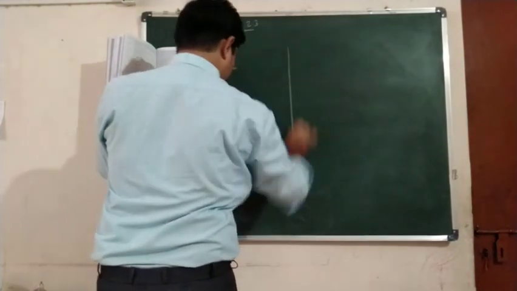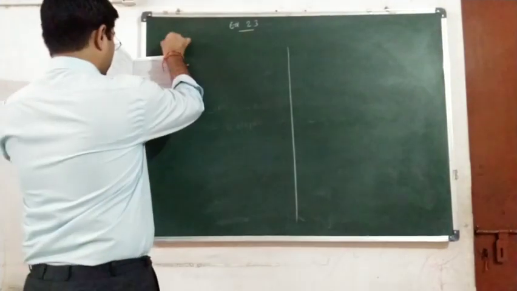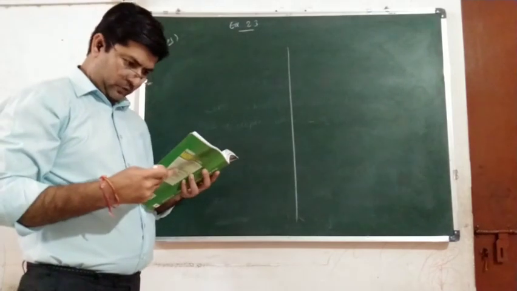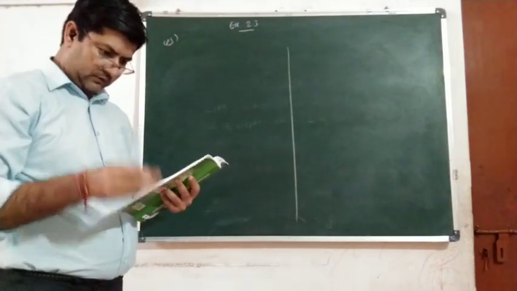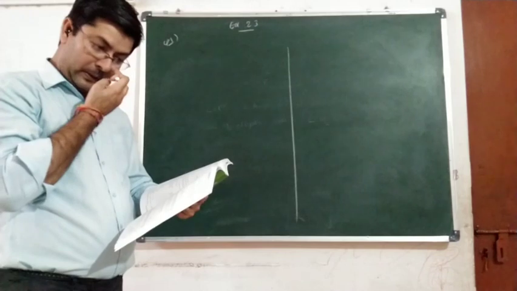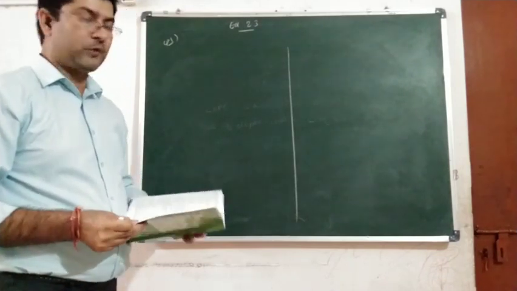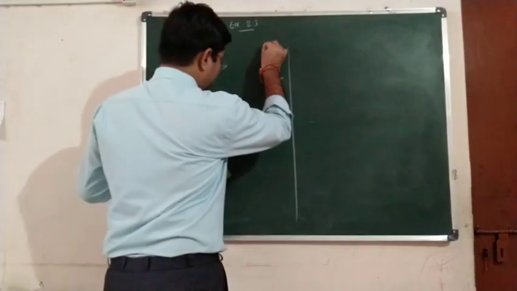Okay, exercise 23. Question number 1 is like this. The angle of elevation of the top of a pole from a point on the level ground and 15 meters away from the pole is 30 degrees. Angle of elevation of the top of a pole.